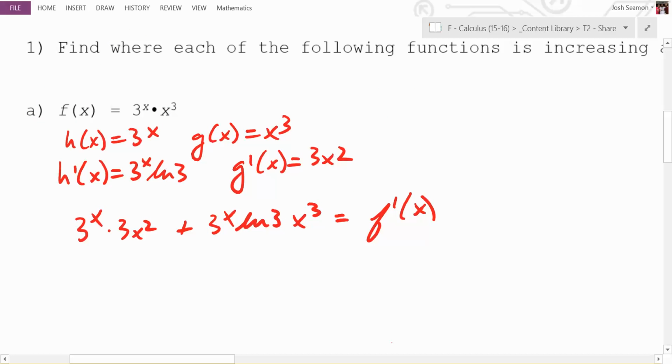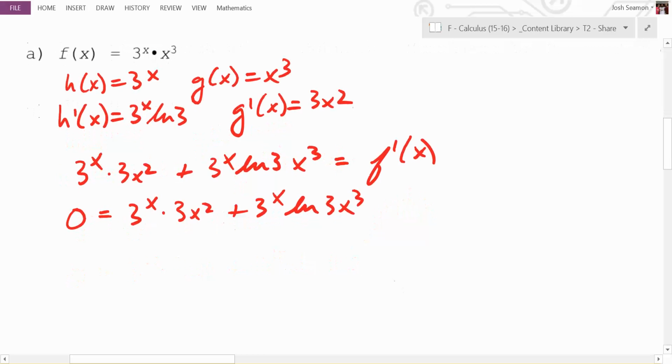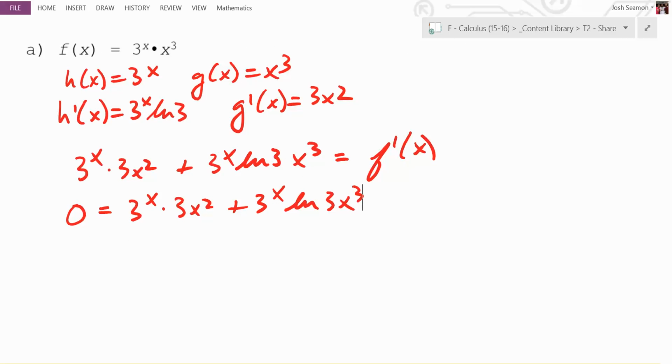What do you set that now equal to? 0. So 0 is equal to 3 to the x times 3x squared plus 3 to the x times ln 3 times x cubed equals 0. You need to solve that for when it's equal to 0. So what can you factor out of both? Factor out 3 to the x.